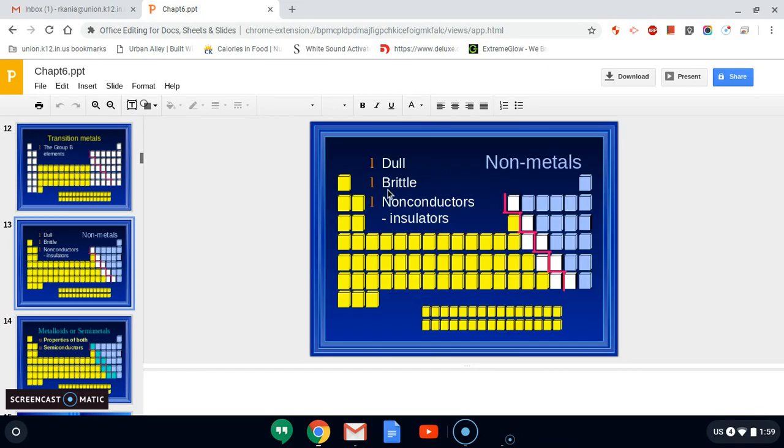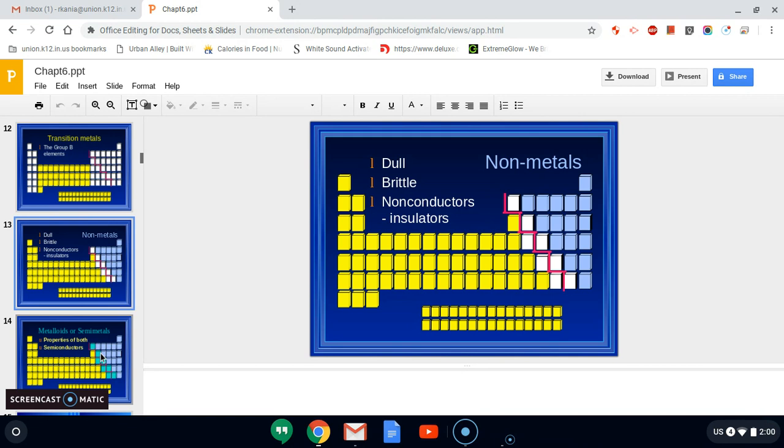Dull, they don't have any shine. Brittle, they break really easily. They're non-conductors, they're good insulators, all that kind of stuff, and they're all the things over here. We're going to show this stair-step line in a second. Things to the left are going to be metals: shiny, hard, good conductors of electricity. Dull, brittle things are along here. The metals like to give up their electrons and form cations. The non-metals like to take in electrons, and so they're going to be those anions that we talked about before.